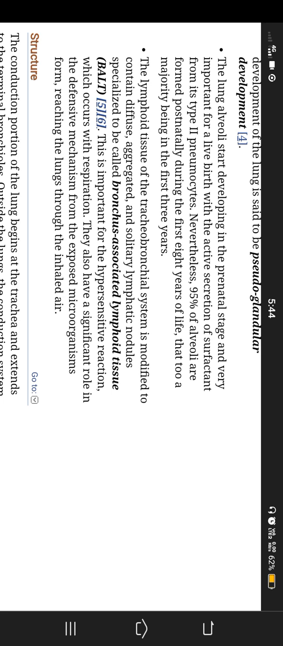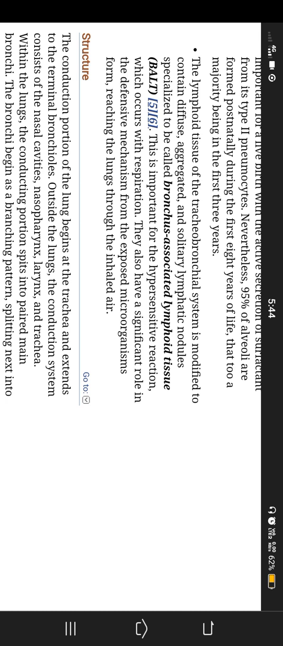The lymphoid tissue of the tracheobronchial system is modified to contain diffuse, aggregated, and solitary lymphatic nodules specialized to be called bronchus-associated lymphoid tissue or BALT. This is important for the hypersensitivity reaction which occurs with respiration. They also have a significant role in the defensive mechanism, preventing exposed microorganisms from reaching the lungs through the inhaled air.